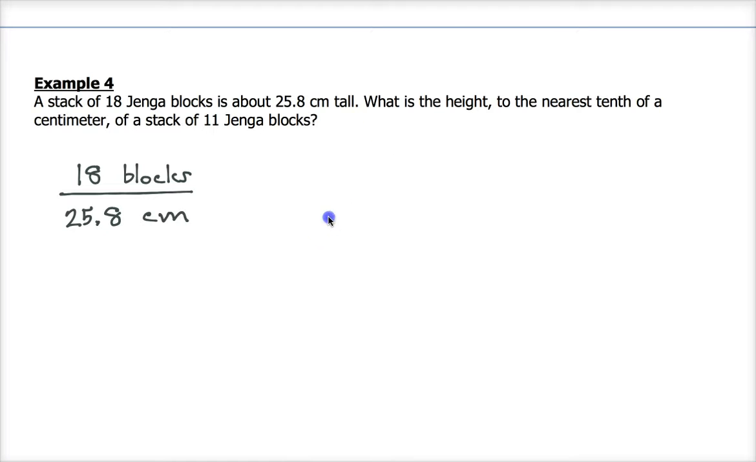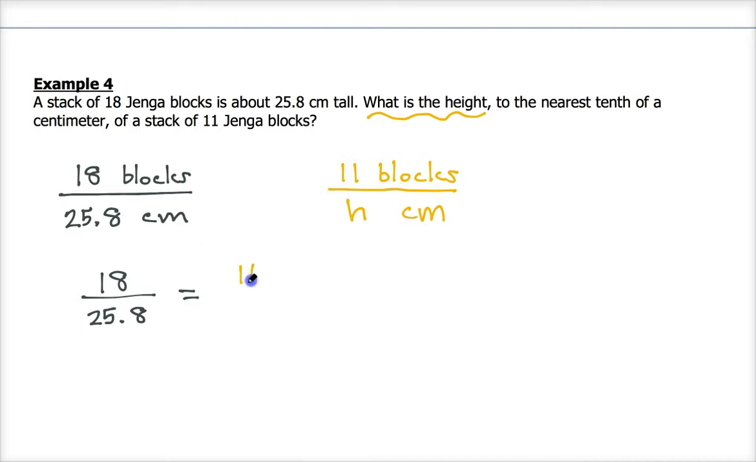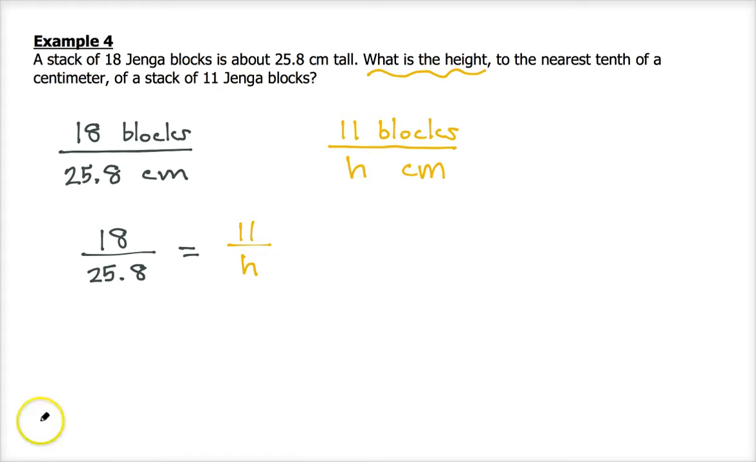And now we know in the smaller stack there are 11 blocks. So that would be 11 blocks. For the second stack, we don't know the height. Okay, it's asking what is the height. So what I can do is put a variable in the denominator. For instance, I could put an h in the denominator to stand for height and set up a proportion to figure out the height of my smaller stack. So we have 18 to 25.8, and we're going to set that equal to 11 to h. And what this proportion is going to do, once we solve it, is allow us to find the height of that smaller stack.